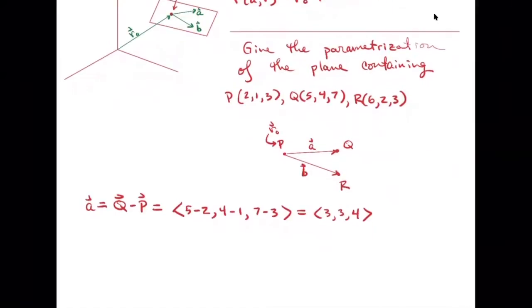And then B, I guess, is going to be R minus B. So that'll be 6 minus 2, 2 minus 1, and 3 minus 3. Okay, so 4, 1, 0. And you can see neither one of these vectors is a multiple of the other, so they're definitely pointing in different directions.